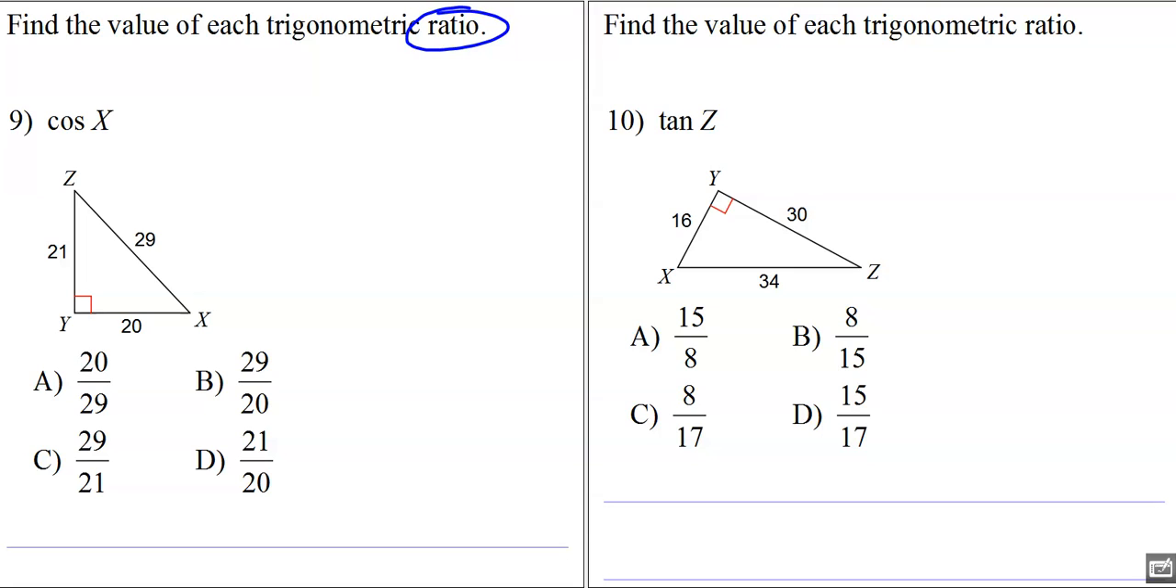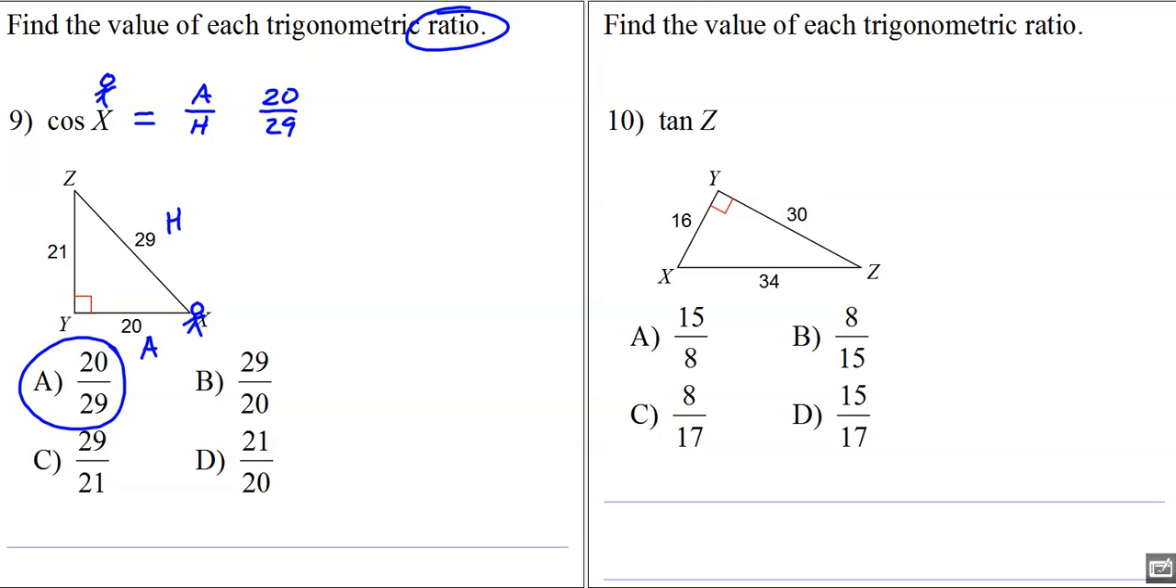So cosine of x. X is where I want to put my guy. So there's my guy. Cosine tells me I need to do adjacent on hypotenuse. So according to my guy, this is the adjacent leg and this is the hypotenuse. So I need to do 20 over 29, which looks like it is going to be answer A.